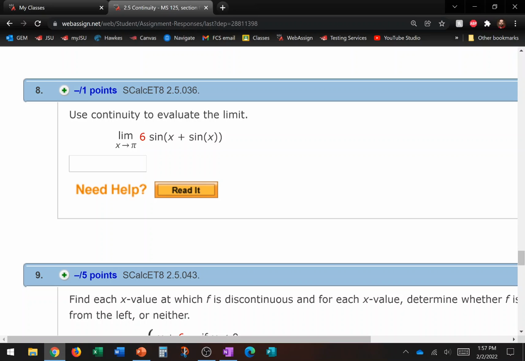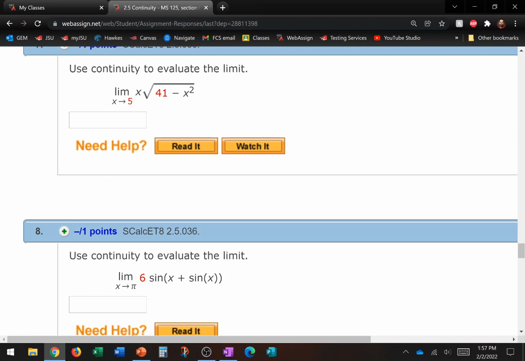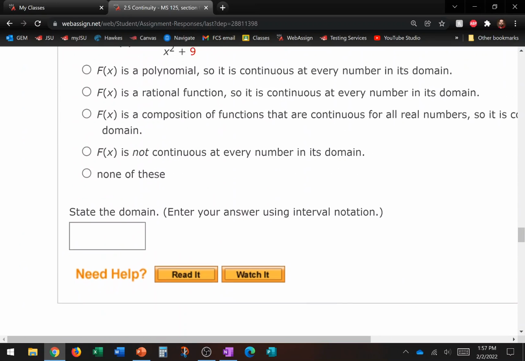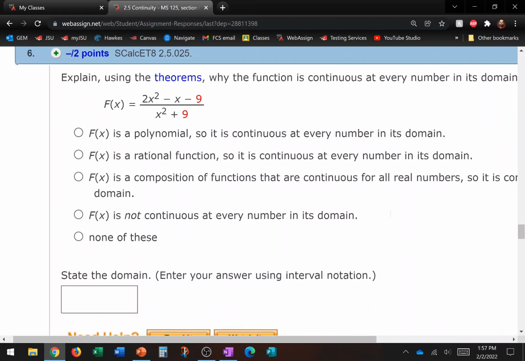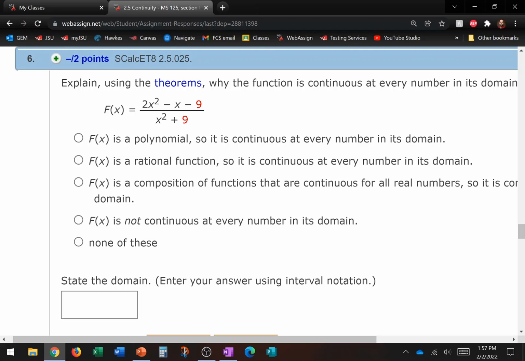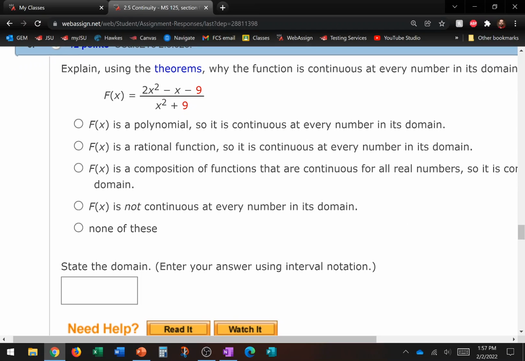Any other ones? Yep. Number 6. Oh, the domain. So we just want the domain of the function.